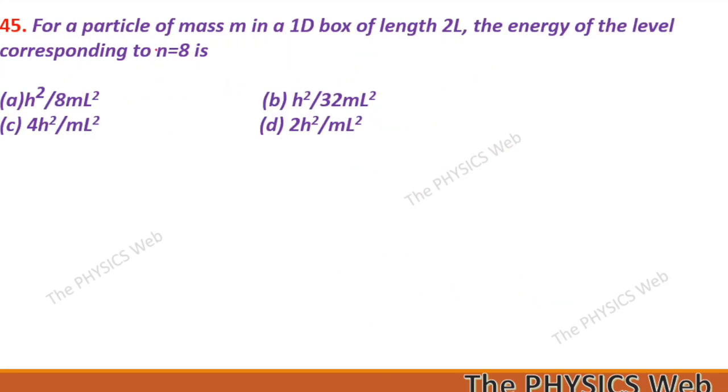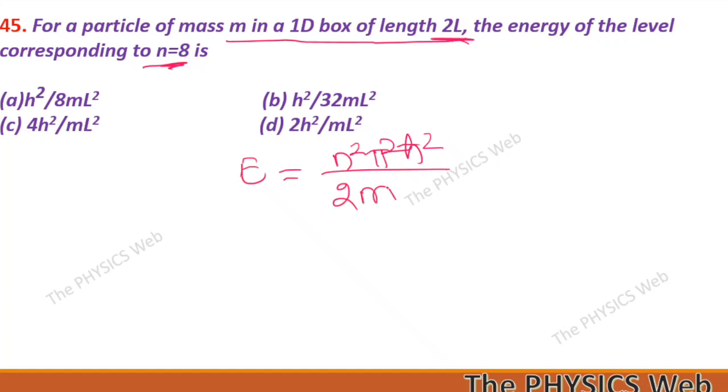Next, 45. For a particle of mass m in a 1D box of length 2L, the energy of the level corresponding to n equals 8 is. Okay, 1D box with length 2L. So for energy, you can first write the general expression. This will be n square pi square h cut square by 2m, length is (2L) square. Okay, so this will be n square.